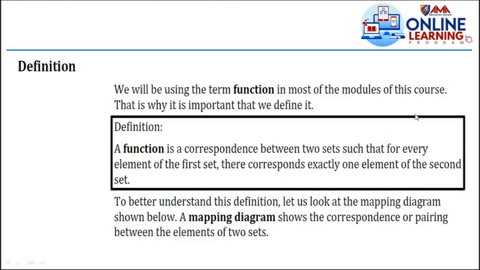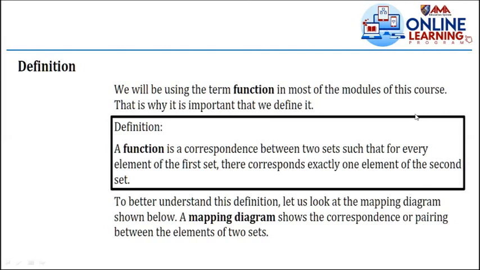So this is now our definition. We'll be using the term function in most of the modules of this course. That is why it is important that we define it. So what is now the definition? A function is a correspondence between two sets such that for every element of the first set, there corresponds exactly one element of the second set. To better understand this definition, let us look at the mapping diagram shown below.